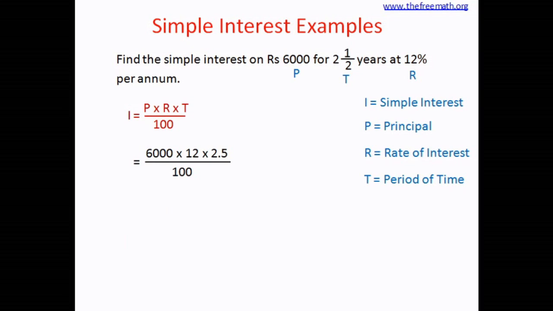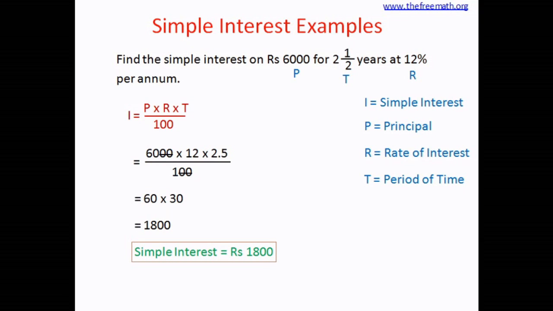So let's substitute these values in the formula. So you have 6000 multiplied by 12 multiplied by 2.5 divided by 100. Let's cancel out the zeros. 12 multiplied by 2.5 is 30. So what we get here is 60 multiplied by 30. 6 3s are 18. So we get 1800. That means the simple interest is 1800 rupees. The simple interest on 6000 rupees for 2.5 years at 12% interest rate is 1800 rupees.